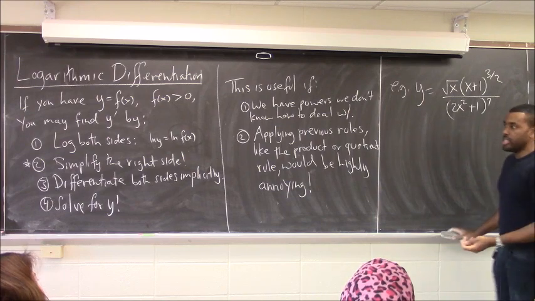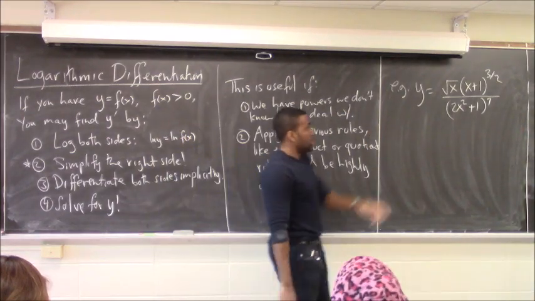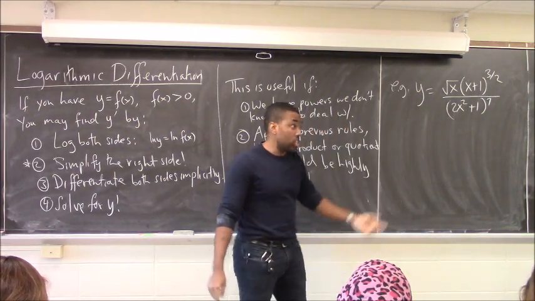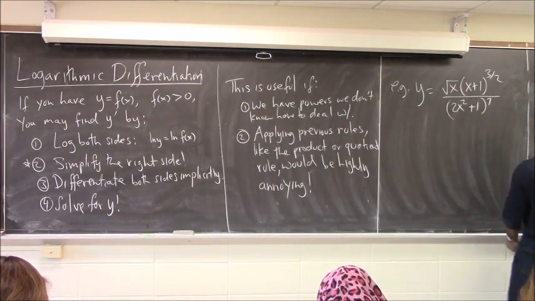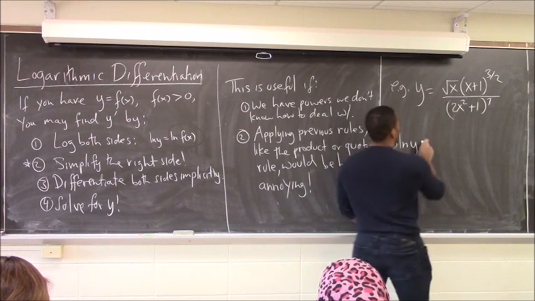So, the question is, how do we make it less annoying? Log both sides. Because logs turn divisions into subtractions, they turn multiplication into additions, they turn powers into products. That kind of would make it a lot easier. So what I would do is ln both sides.